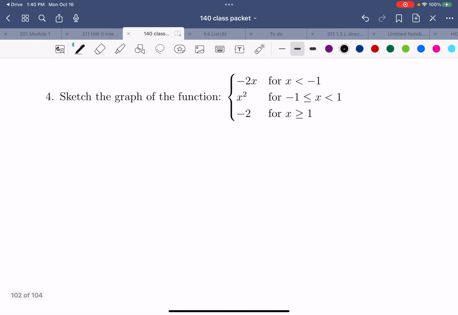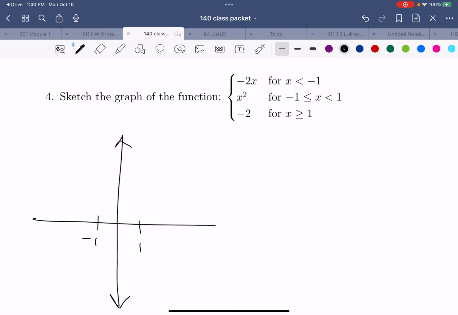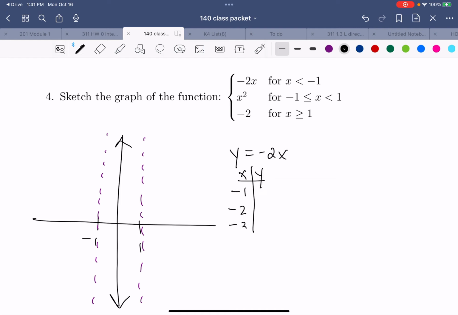All right, here we go with another one. All of these kind of have the same breaking points. We're always at negative 1 and positive 1. So breaking into 3 sections. Over here on the left, for less than negative 1, that top equation says y equals negative 2x. So we're going to find out what happens at negative 1 and a couple of other points: negative 1, negative 2, negative 3.